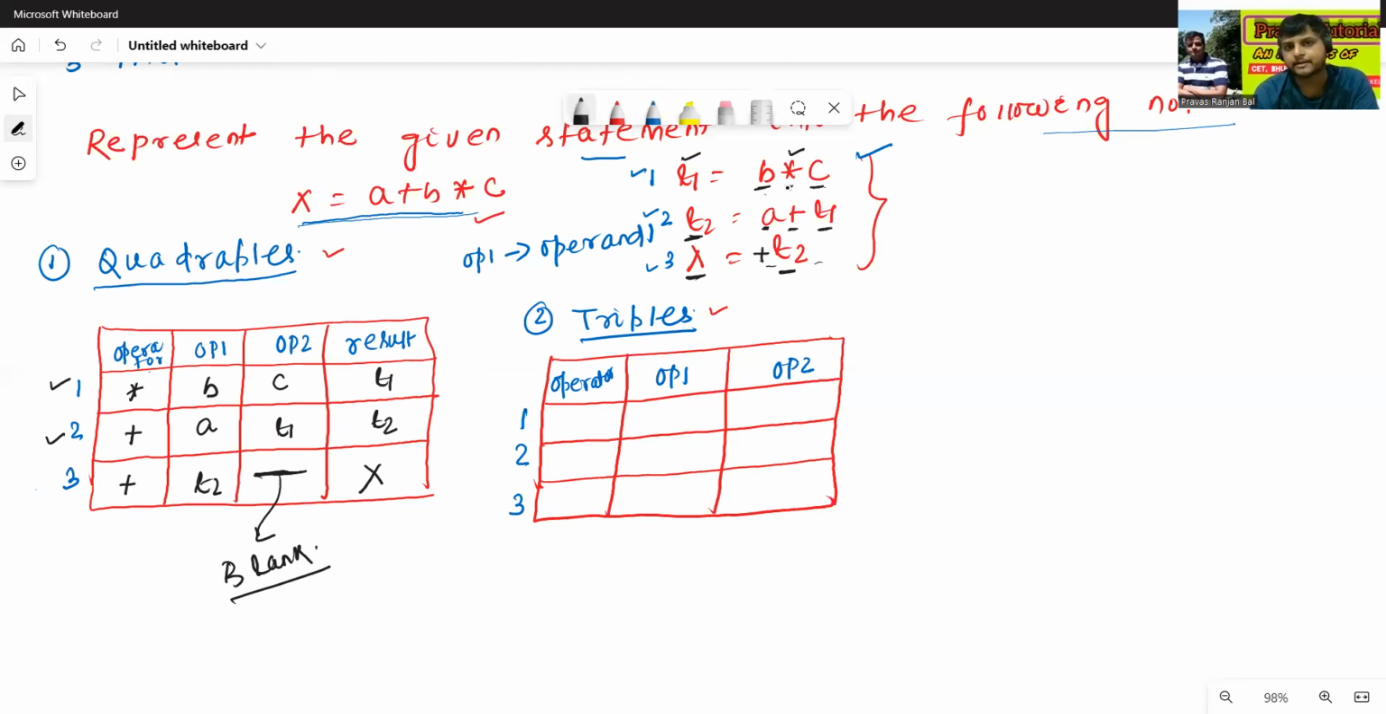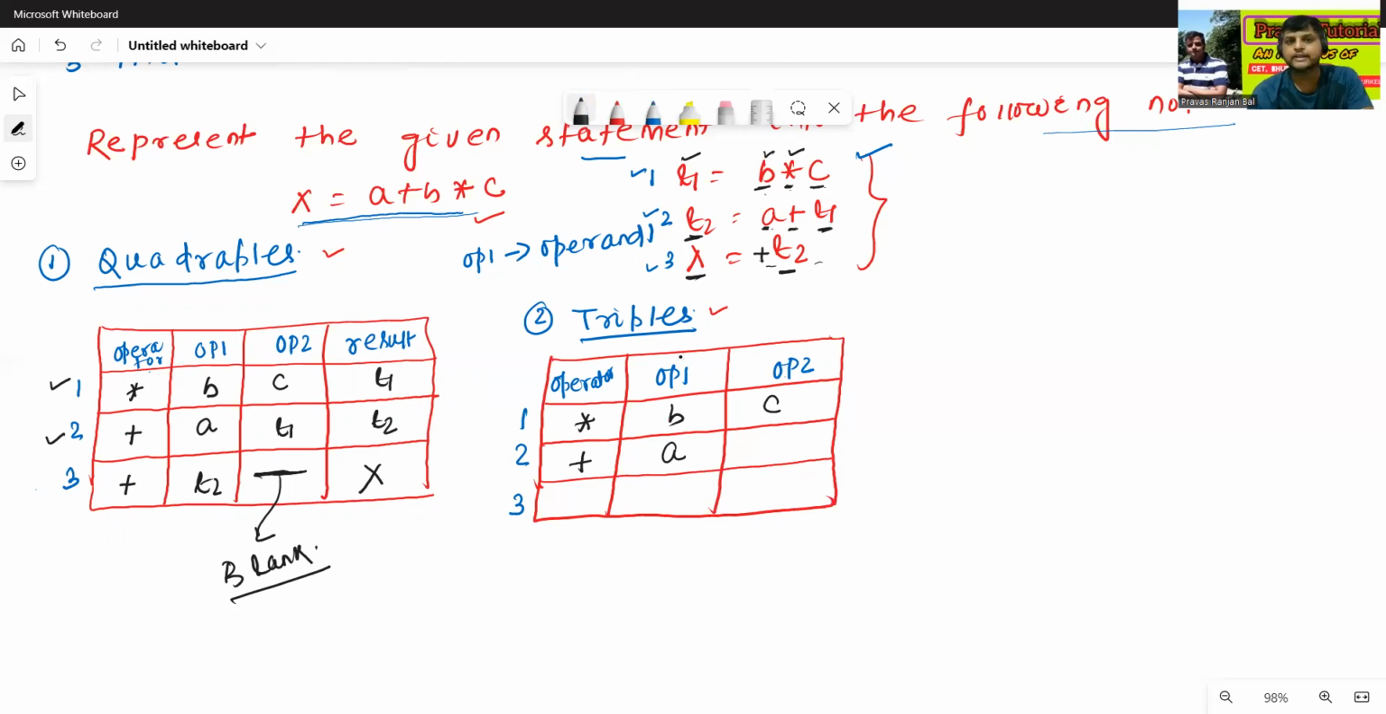Okay, so see. In the first statement, the operator is star. The first operand is B, and the second operand is C. Okay, right. Then in the second case, here the operator is plus. First operand is A. Second operand is T1. But we can't write like this.